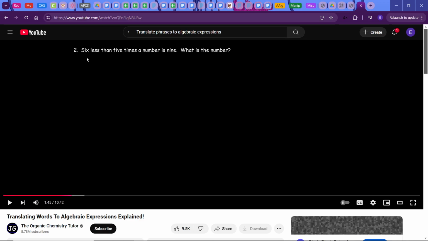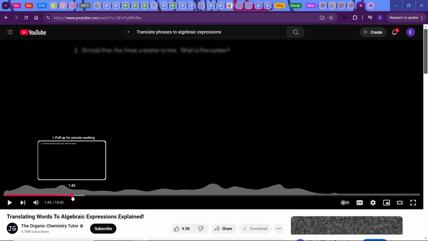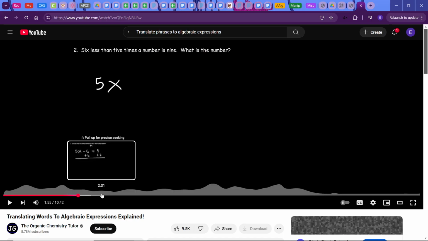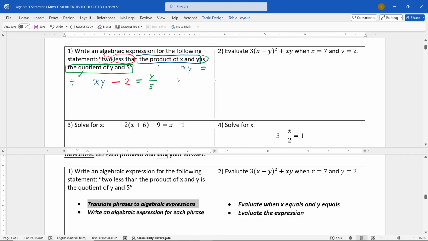So here's another one: 6 less than 5 times the number is 9. What's the number? You would pause the video, translate it yourself, and then just play the video or skip forward to see if your translation was correct. That way you can practice a ton of problems on YouTube, and if you mess something up, the video will explain each step for you so you can see where you went wrong. This is a great technique that works all the time for pretty much every topic in our class. So I encourage you to use this as much as possible to learn algebra.